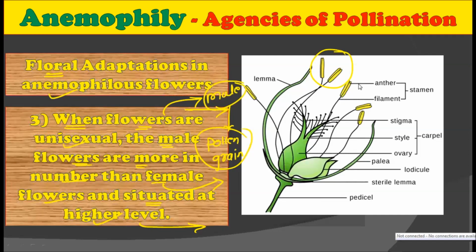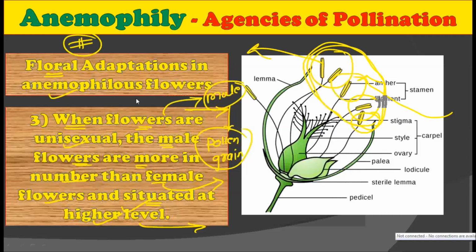Having the higher position gives the advantage to the male flower that whenever the wind comes, they first come into contact in the upper layer of the flower. Now these flowers can easily shed their pollen grains to another flower due to their highly situated level, right? So in unisexual flowers, when the plant is an anemophilous plant, they ensure to have more male flowers than the female flowers, and the male flowers are always situated at the higher level.